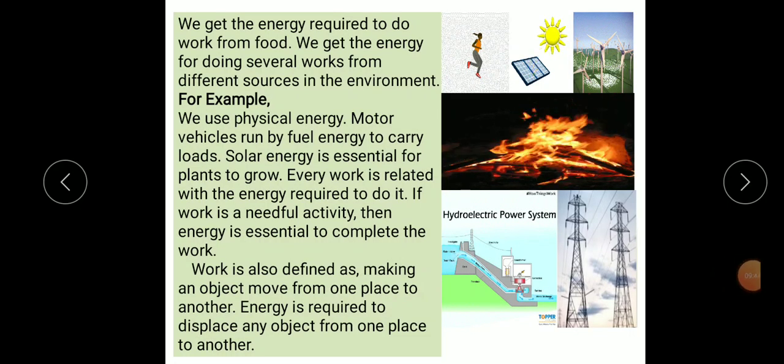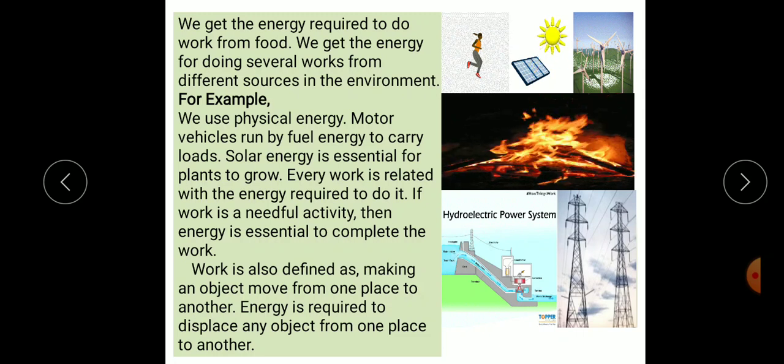Energy means we have learned that we required food to get energy and to do work. Similarly, the engine of a motor car uses petrol or diesel to get energy. And we also know that we work more if we have more energy. We work less if we have less energy. We can say that energy is the capacity or ability to do work.